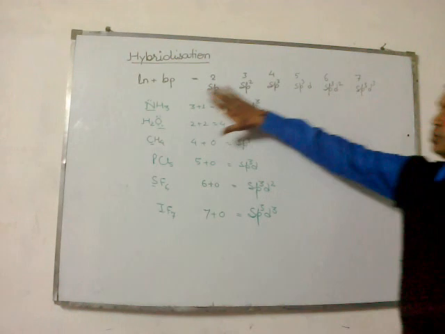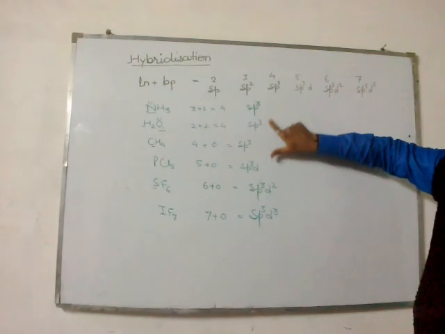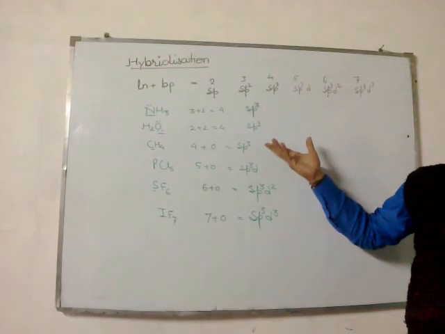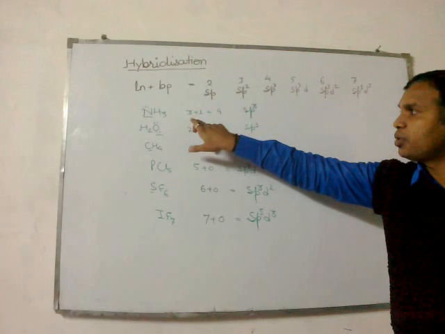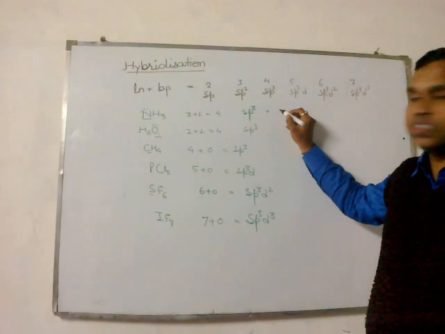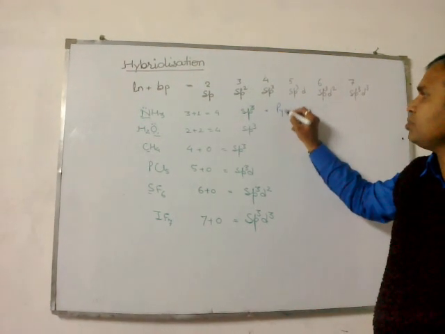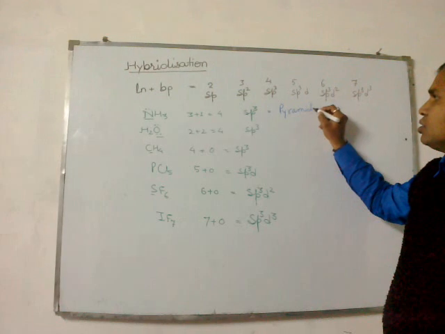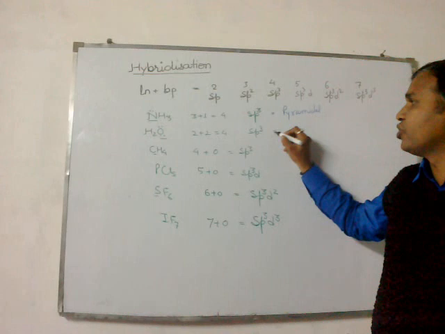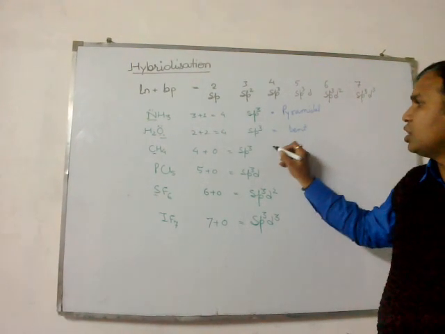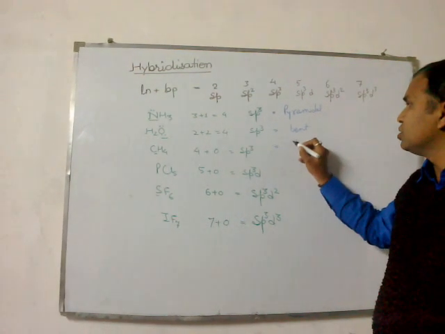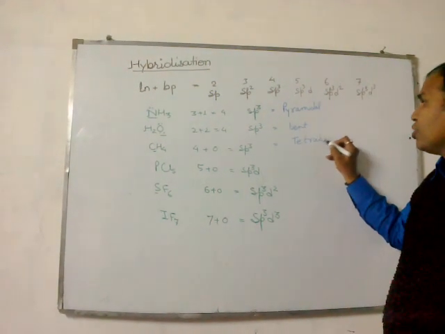Now I am going to explain these conditions where the hybridization is sp3, but each hybrid orbital set has a different geometry. See, if 3 bond pairs and 1 lone pair of electrons are present, then with sp3 hybridization the geometry will be pyramidal. If 2 bond pairs and 2 lone pairs of electrons are present, then the geometry will be bent, and if all are bond pairs, then the geometry will be tetrahedral.